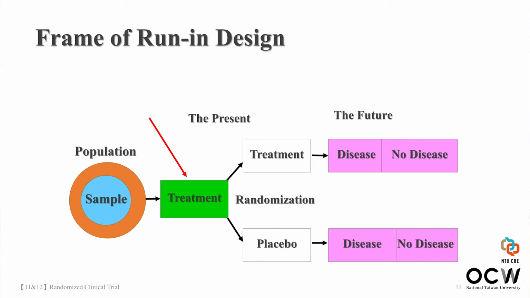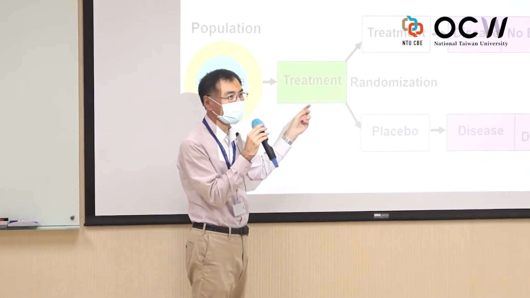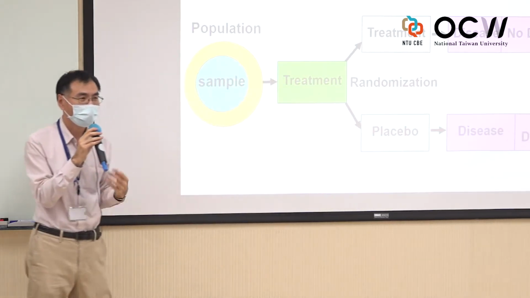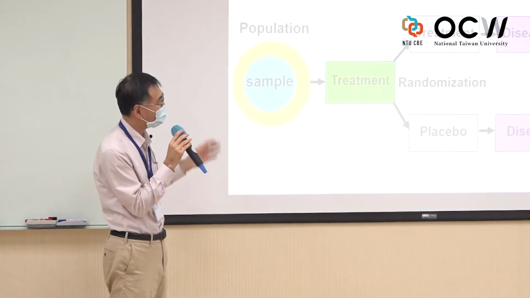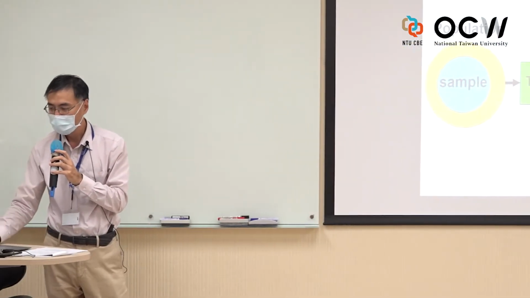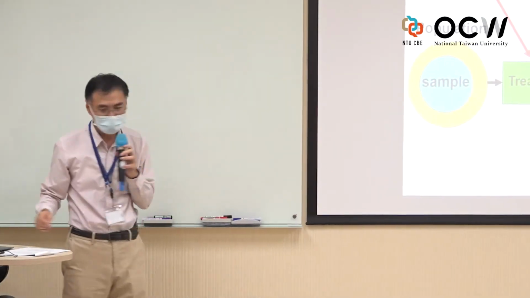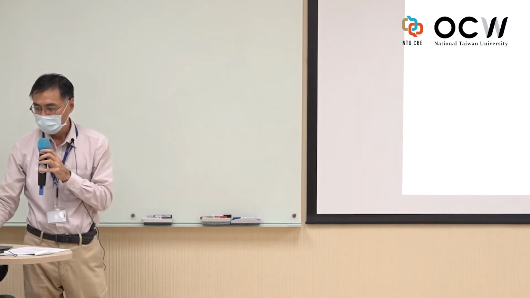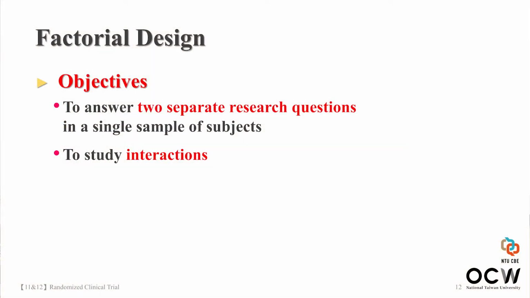So we perform the randomization after the run-in phase for the treatment in the very beginning, to make sure that everybody can tolerate the treatment. Everything will be exactly the same afterwards. That is the so-called run-in design or run-in phase of the randomized control trial. This is the run-in phase. Okay. And the other possibility is to perform a so-called factorial design.